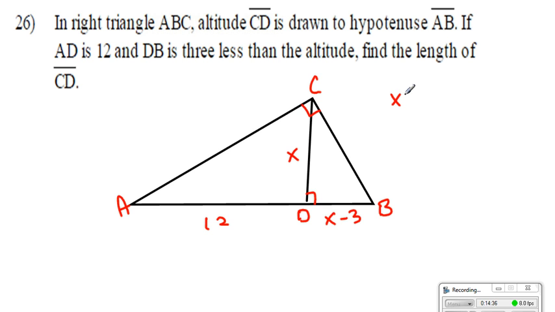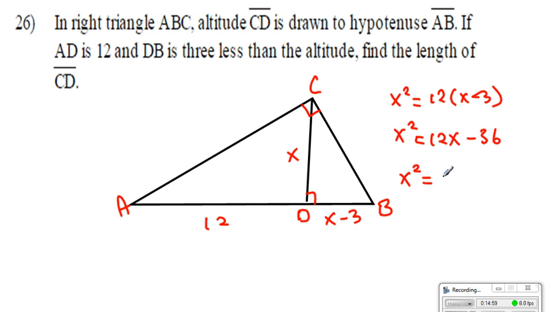So the relationship will be X squared, by the smiley face, this one times the same side line segment, will be equal to 12 times X minus 3. Now then we get X squared will be equal to 12X minus 36. Bring everything onto the other side, we get X squared minus 12x plus 36 must be equal to 0.